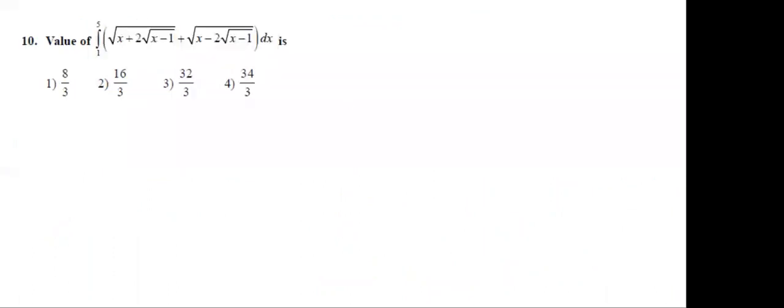How to do this problem? The value of integration 1 to 5, under root x plus 2 root x minus 1, plus under root x minus 2 root x minus 1. Here one formula is there, a shortcut formula. So this is the formula.